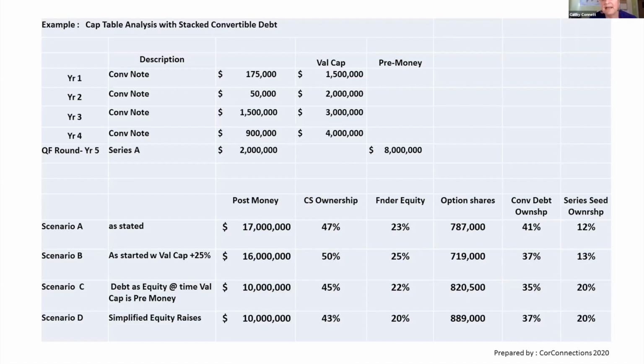So the common stock ownership was 47%. The founder was half of that. The convertible debt ownership of the company as they converted was 41%, and the Series A ownership was 12%.